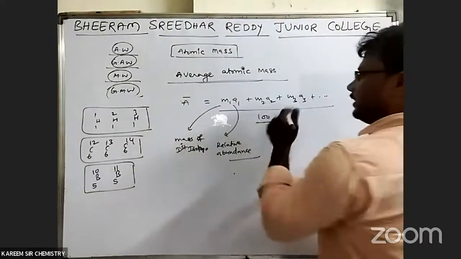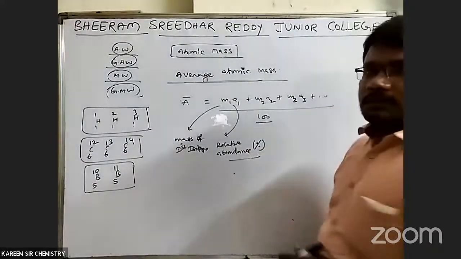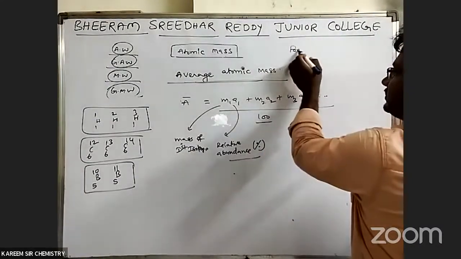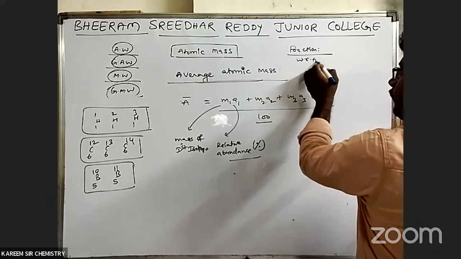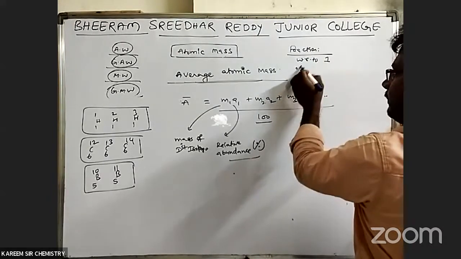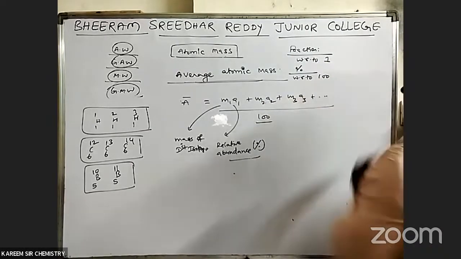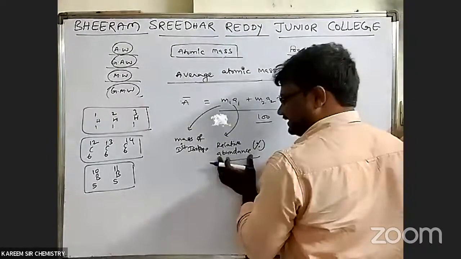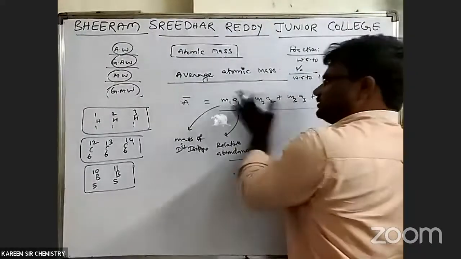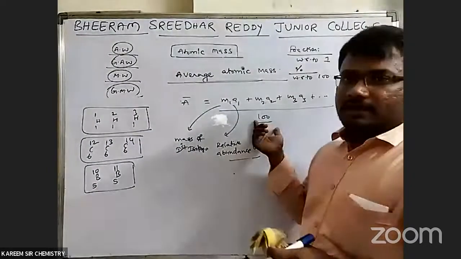Because I am taking the relative abundance in percentage. Fraction means with respect to 1. Percentage means with respect to 100. Okay? So I am taking the relative abundance here in percentages. So that's why the total sum of all percentages should be equal to 100. That's why divided by 100.